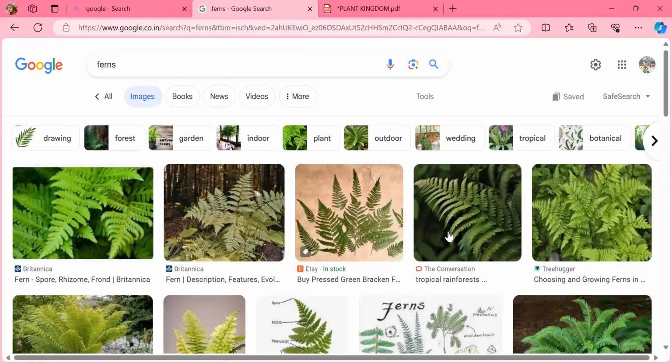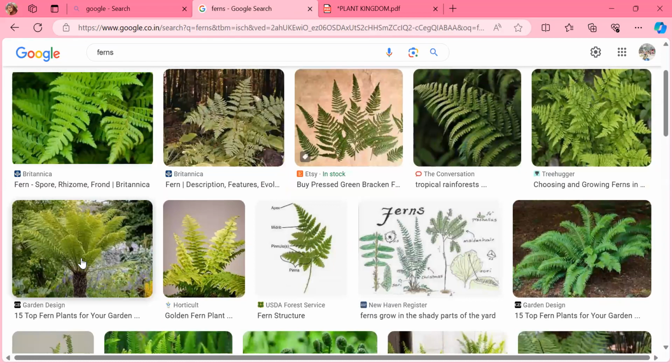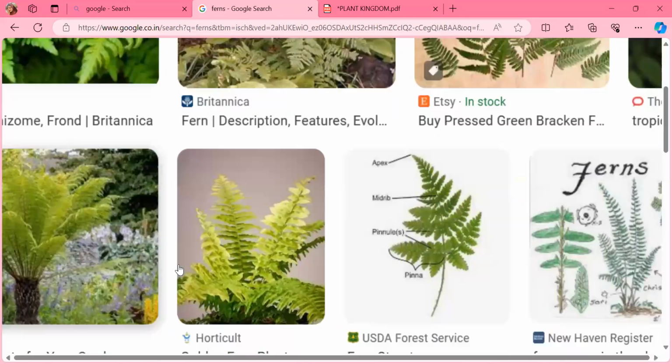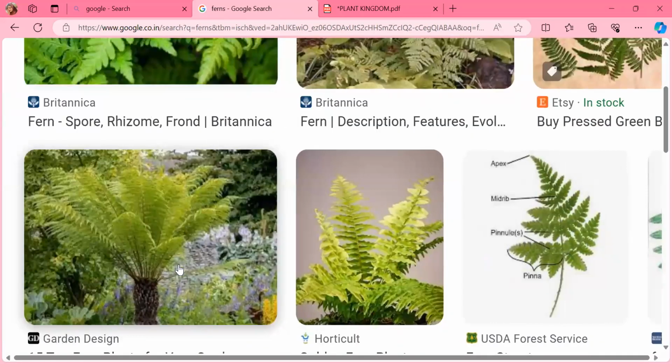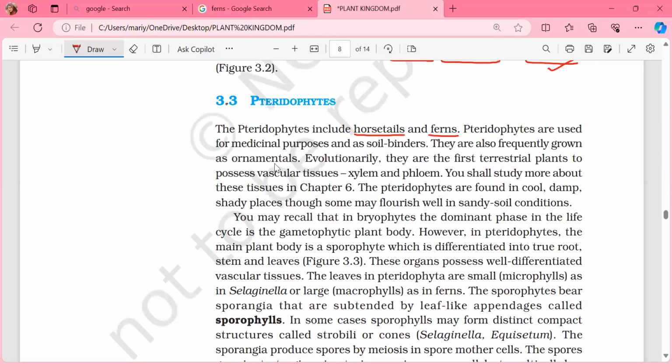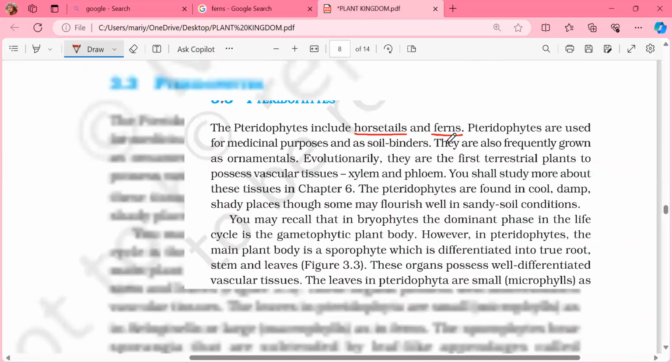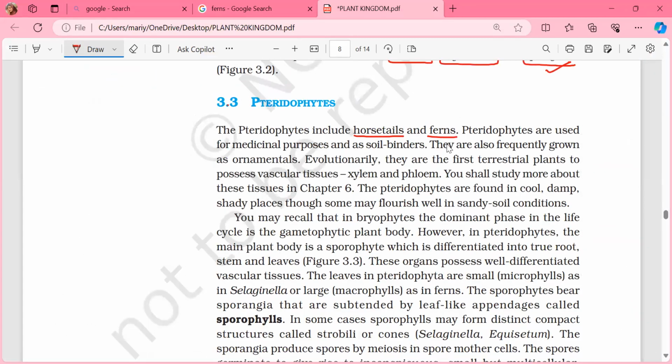Many people grow them in houses. I also had a fern in my house. They're beautiful. These are ornamentals. You understand ornamentals? They are used for decoration purposes. Now, pteridophytes are used for medicinal purposes and as soil binders, meaning they hold the soil so well.